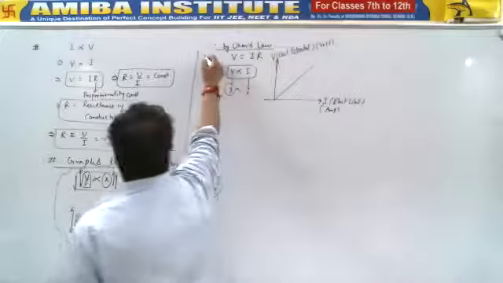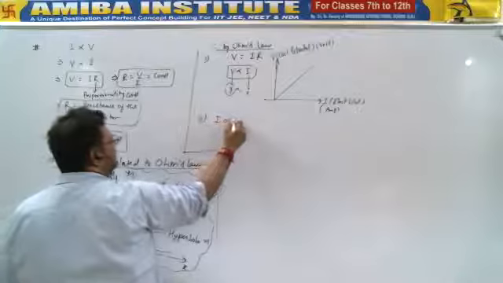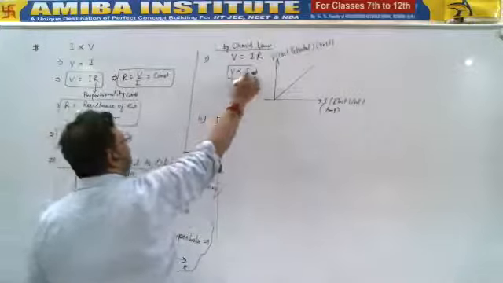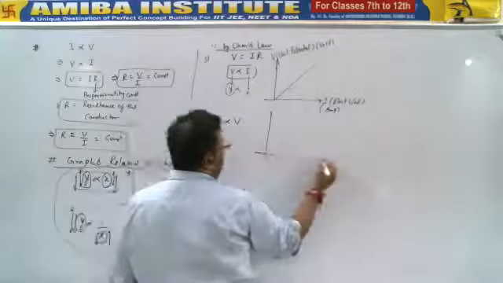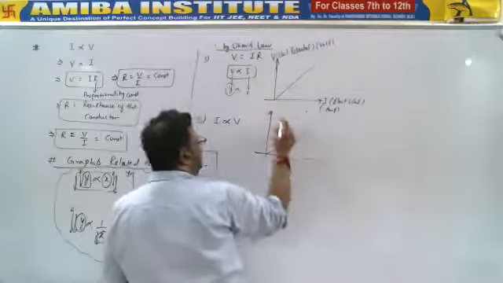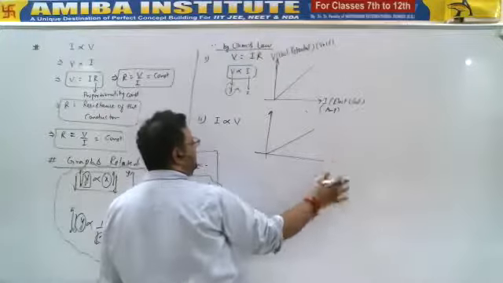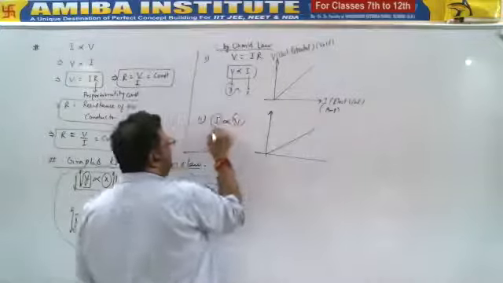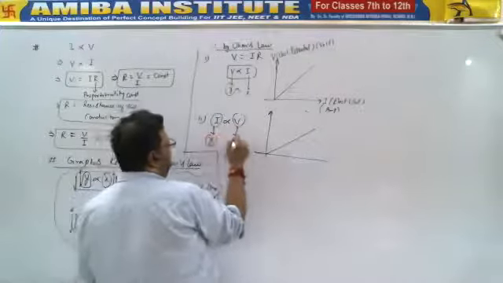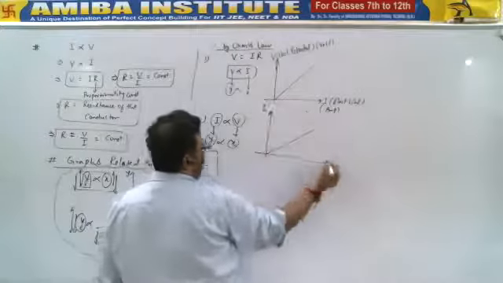Similarly, if I ask what the I versus V graph should look like, we also know that V is directly proportional to I, and I is also directly proportional to V. Again, the I versus V graph will look like a straight line, because it is also a direct relation, Y directly proportional to X. So this is I, this is V.